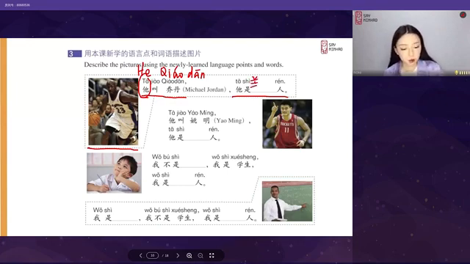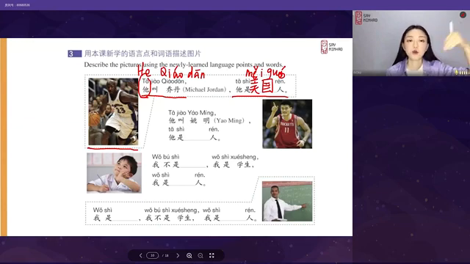Excellent. 美国人. Okay, try to read this sentence with me, okay? 3, 2, 1. 他叫乔丹，他是美国人。Read again. 他叫乔丹，他是美国人。Okay, next one. See this picture.